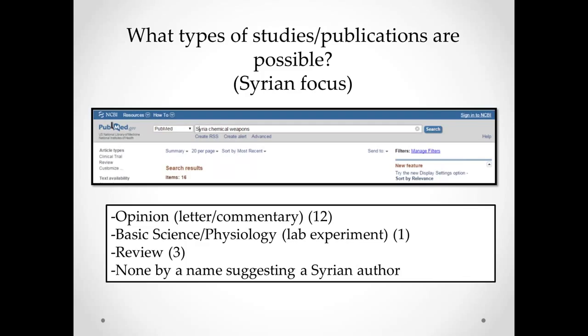None of these papers were actually by a name that suggests a Syrian author, which is unfortunate, I think, and strange to some extent, but it's not surprising considering the destruction of the infrastructure and the displacement of many physicians out of their residence. So you can see there are 16 pieces here written on chemical weapons, and they fall in the same pattern of what we've demonstrated earlier. You don't see a randomized controlled trial, for example, because that requires a lot of resources and infrastructure that is not available during crisis time.